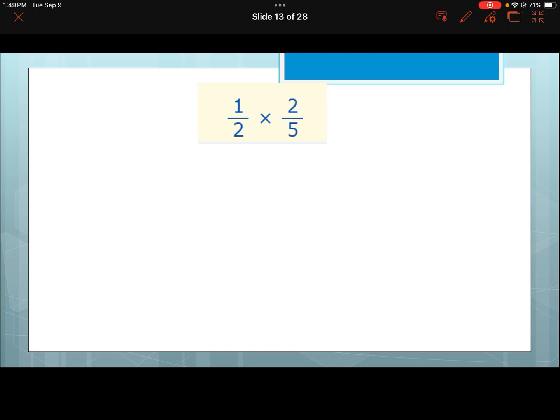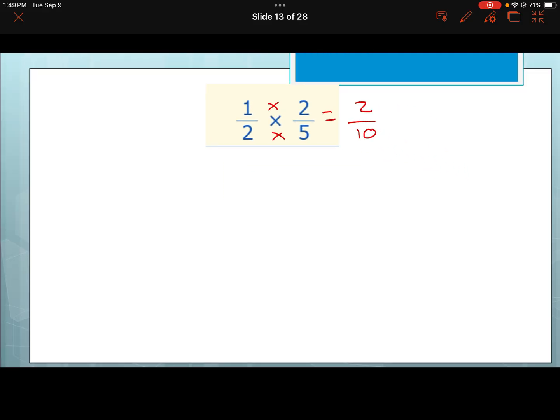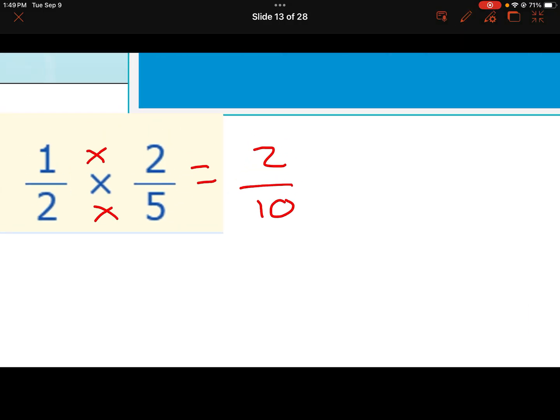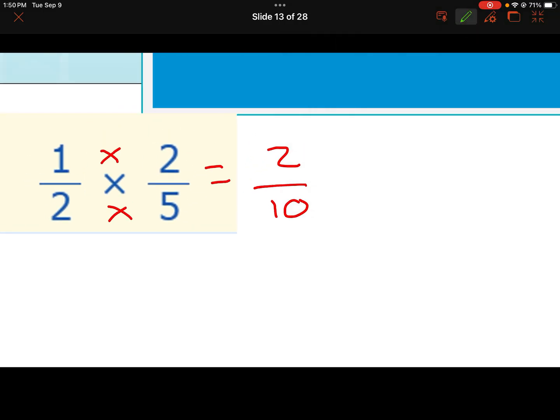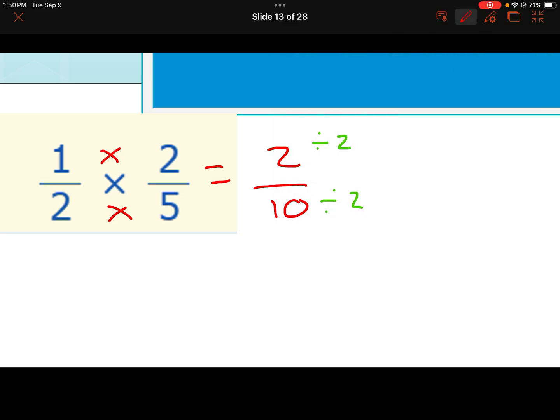So here's an example. Literally do 1 times 2, which is 2, then do 2 times 5, which is 10, and then you get 2 out of 10. And there's nothing wrong with that answer whatsoever. If you happen to recognize that both the 2 and the 10 are even, i.e. they can divide by 2, simplification is just that. All you do is divide by 2. In this case, you can divide by any number, but it has to be the same. You divide by 2 for both and you get 1 out of 5.